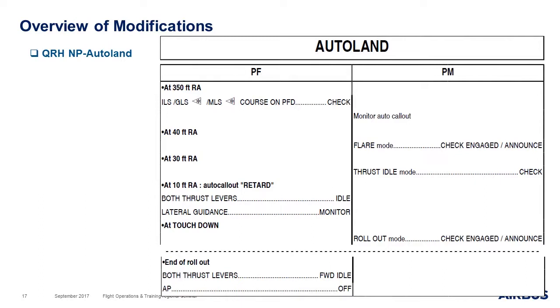We have also created a dedicated section in the QRH called Autoland to cover the task sharing. And we find these actions. At 350 feet, the check of the ILS course. At 40 feet, check that the flare mode is engaged. At 30 feet, check of the thrust idle mode. At 10 feet, at the auto callout retard, both thrust levers to idle and monitor the lateral guidance. At touchdown, rollout mode, check engaged. And at the end of the rollout, when the thrust levers are forward idle, AP off.